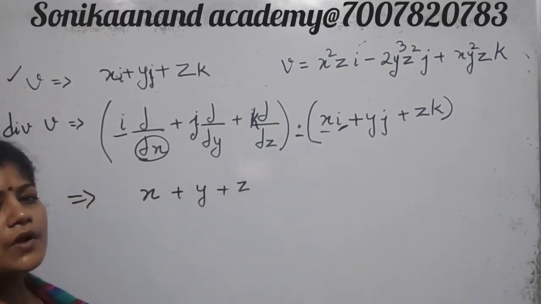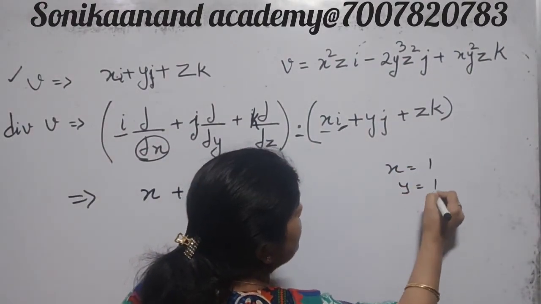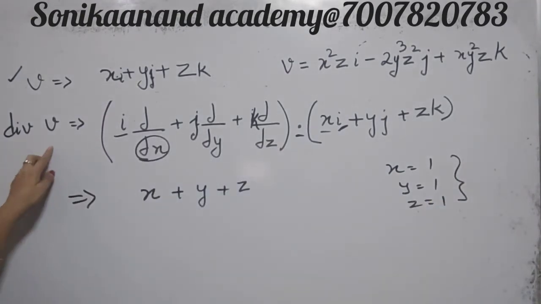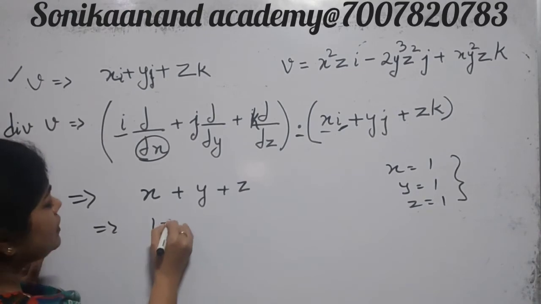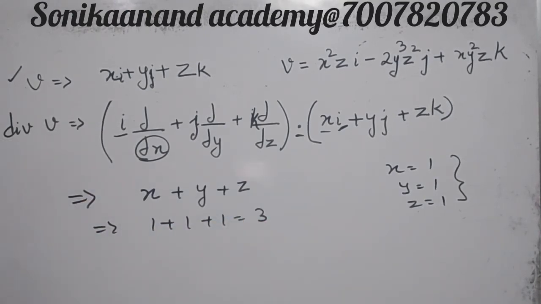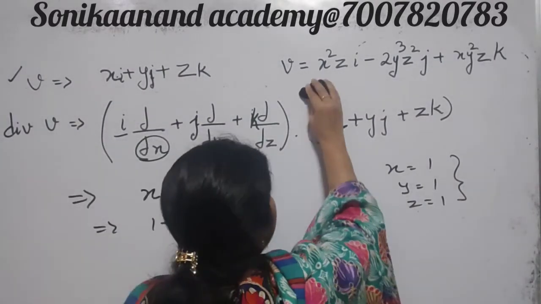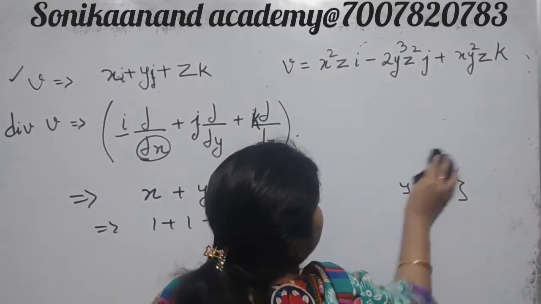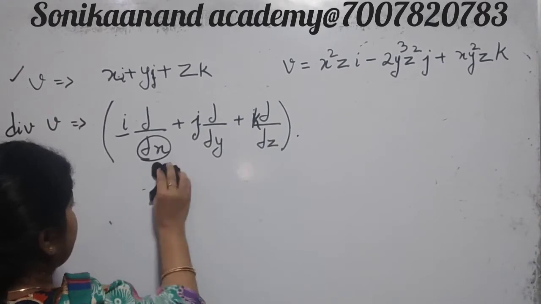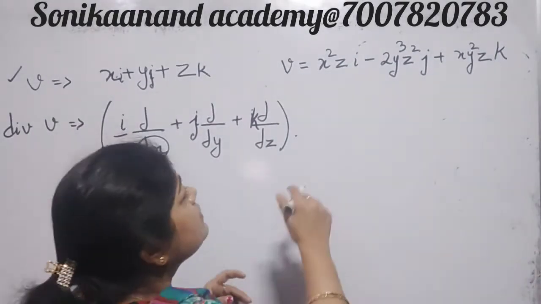For example, it is given that value of x 1, value of y 1, value of z 1. Then find the value of the divergence of the vector. We just simply substitute all the values and we get answer 3. Now similarly, we apply the same concept in order to find the divergence of another vector which I have written above. And now we try to solve them. We have to find the divergence for that.